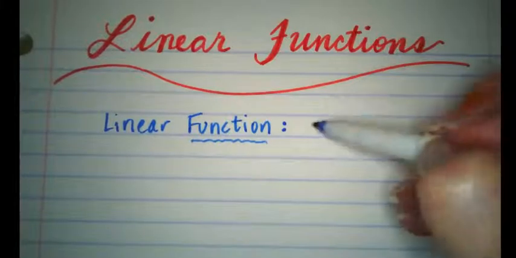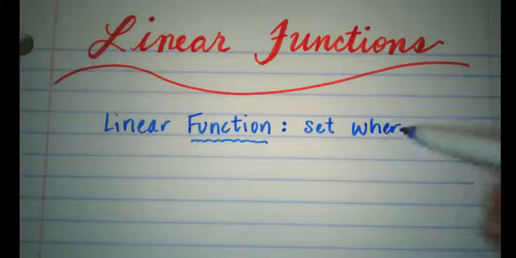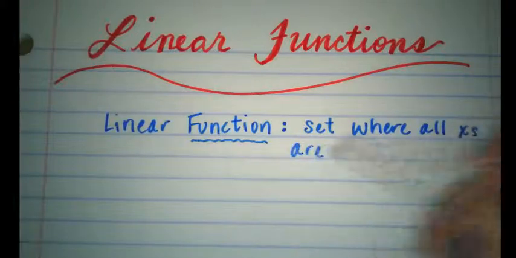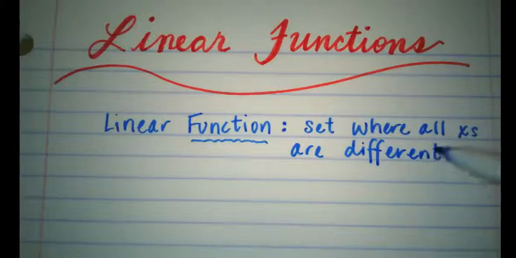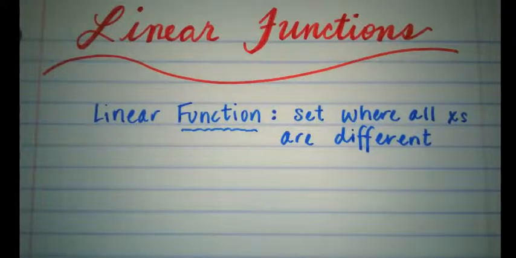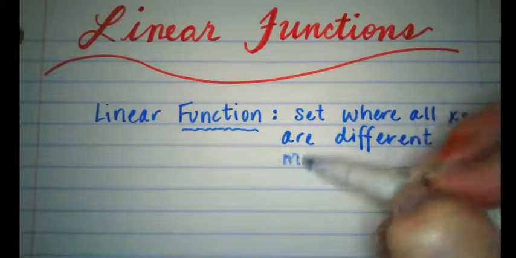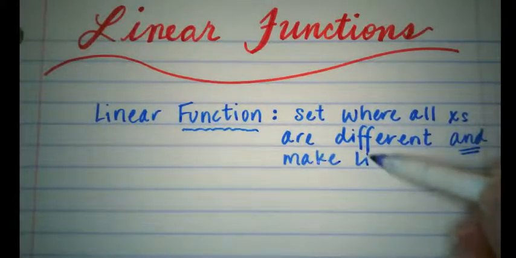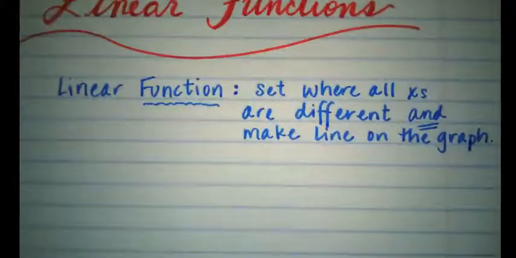So this is a set where all x's are different, because that's what it means to be a function. So it has to be a set where all x's are different and make a line on the graph.